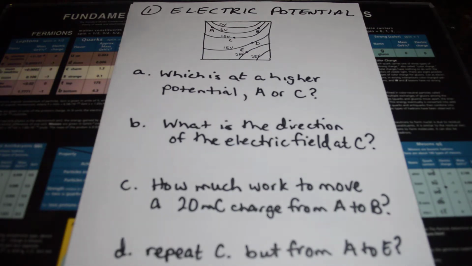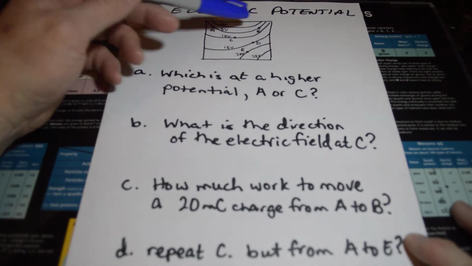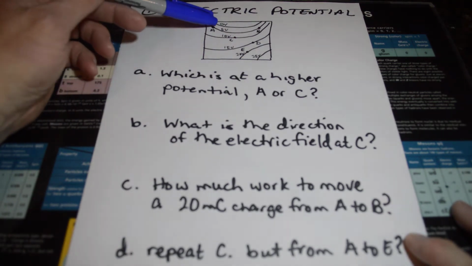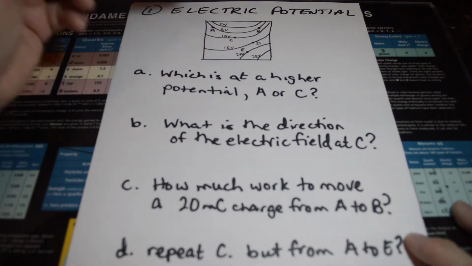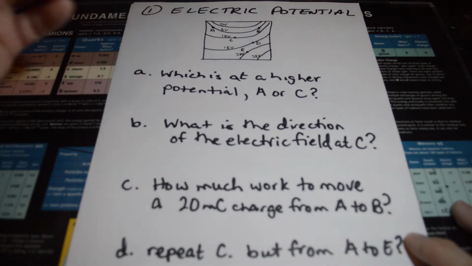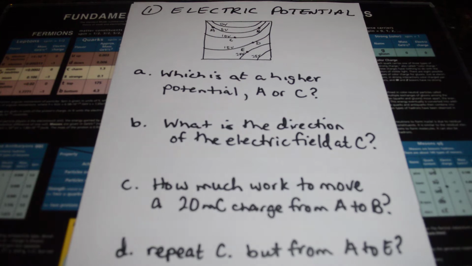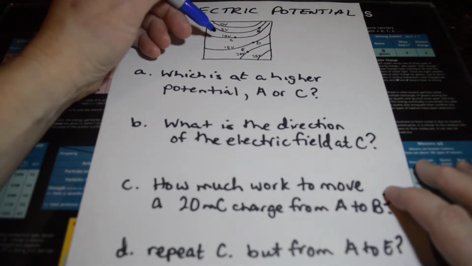Forgive me for the hand drawing, but you've got a set of equipotential lines starting at 0 volts, 5 volts, 10 volts, 15, 20, and 25 volts, and different points on the figure A, B, C, D, and E, and a bunch of questions that go along with it. First of which is, which is at a higher potential, A or C?